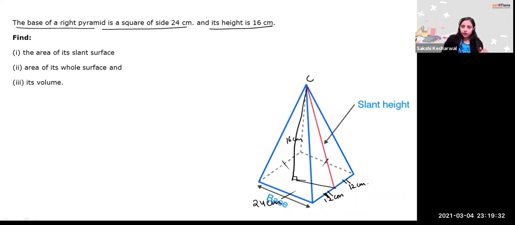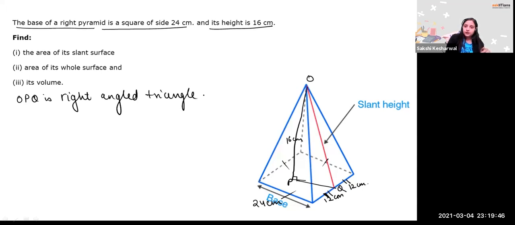If you talk about the slant height, now I'm just naming this triangle as O, P, and Q, right? So first of all, is OPQ a right angle triangle? Right angle triangle, right or not? So can I say that for the slant height, if I want to solve it, OQ is the slant height. So OQ square is equal to OP square plus PQ square, right or not?